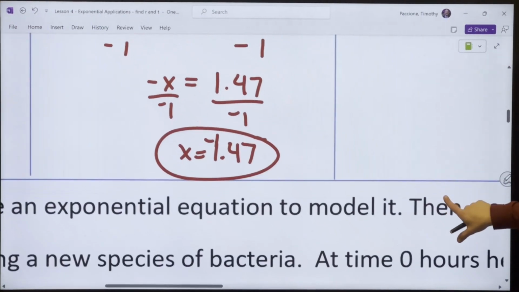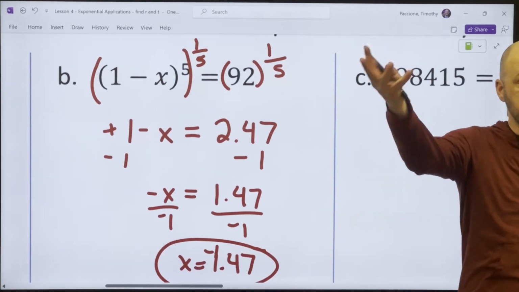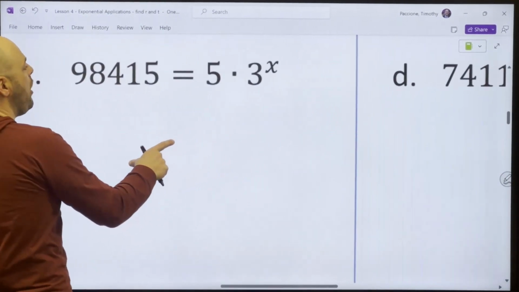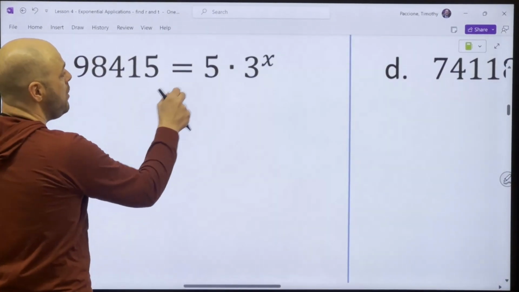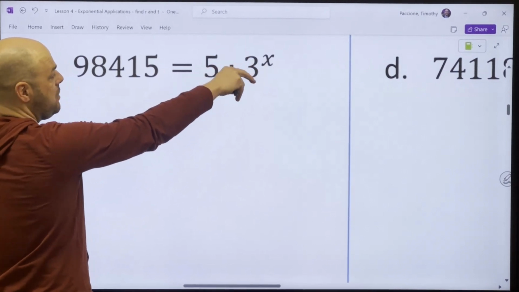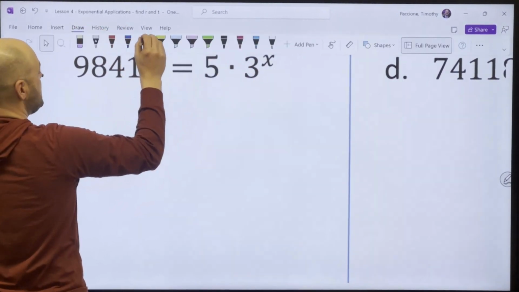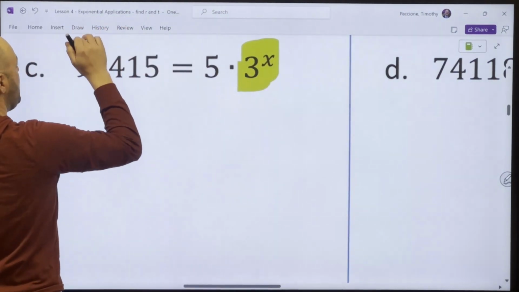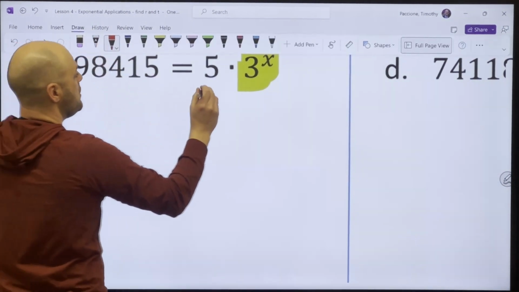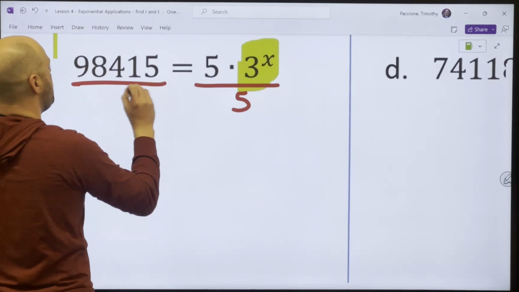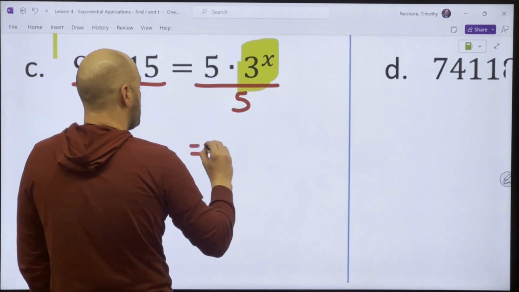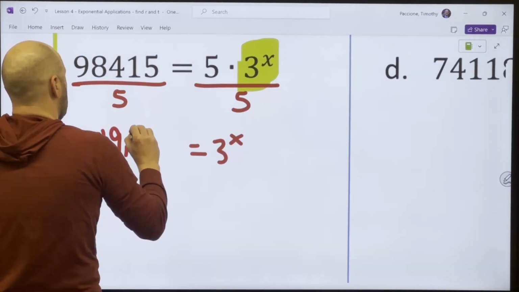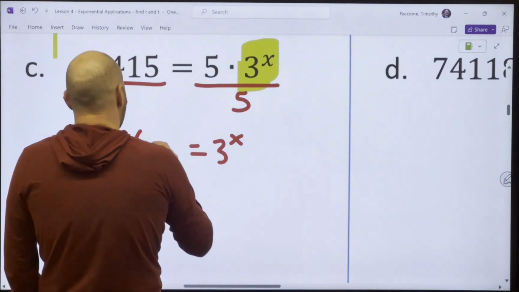So that might happen. Okay, so those two problems were one type of situation you'll run into today. Here's another. Okay, I haven't really taught you what to do with this yet, but we do know that when we have something with an x, we usually want to get it by itself. So if I wanted to get, for instance, this part by itself, what would I need to get rid of? I would have to divide by 5. So I'm going to divide by 5 and divide by 5. I get 3 to the x, and then on this side I get 19,683.